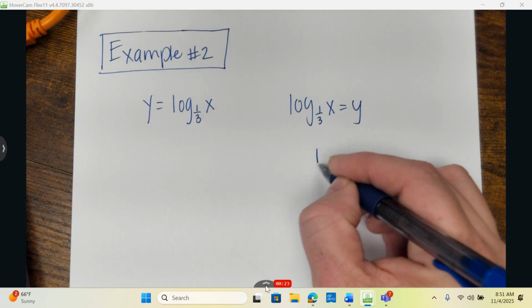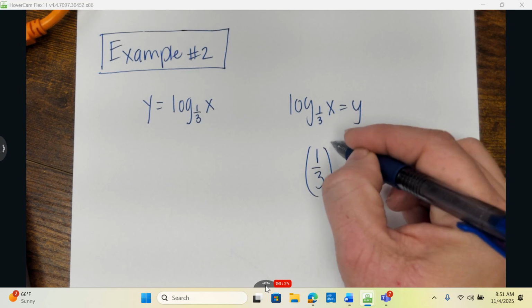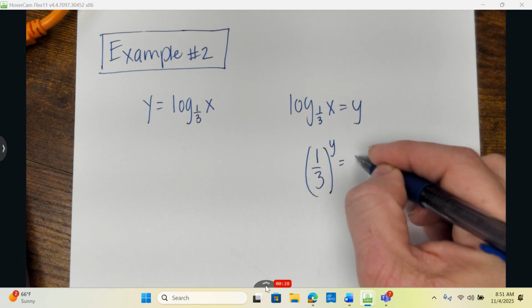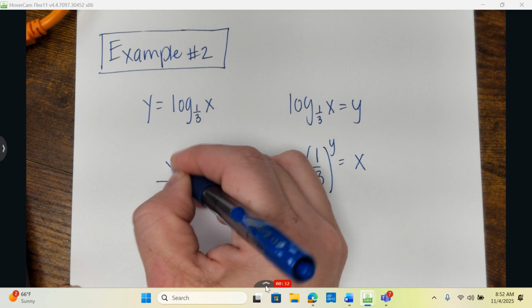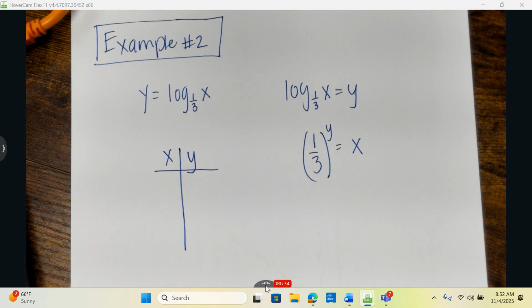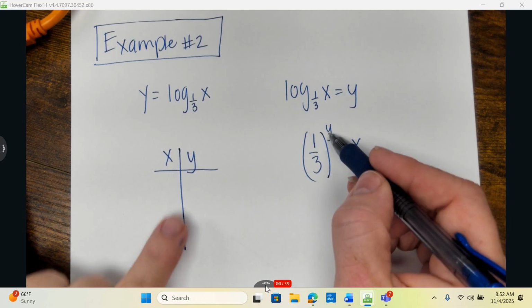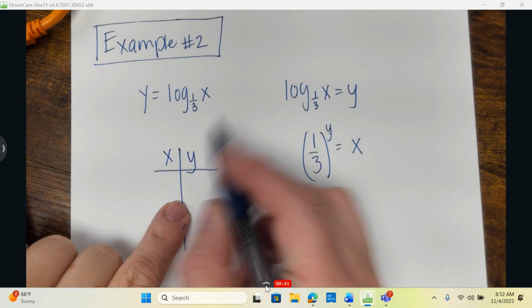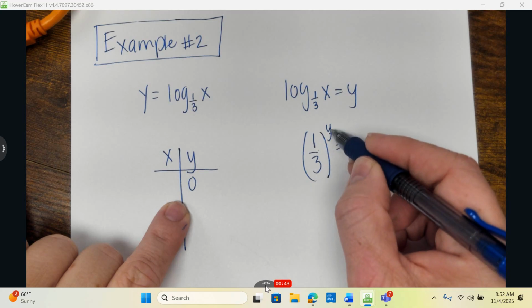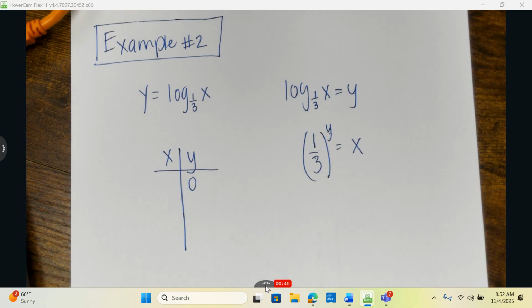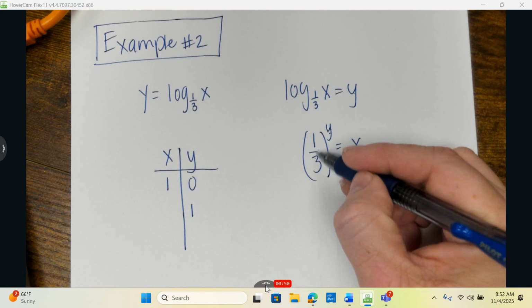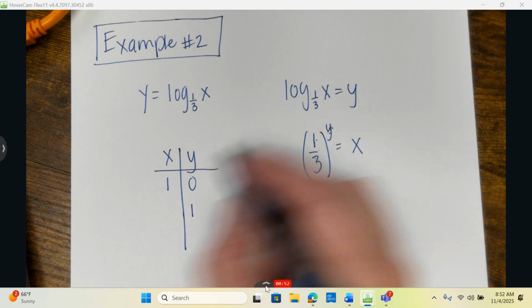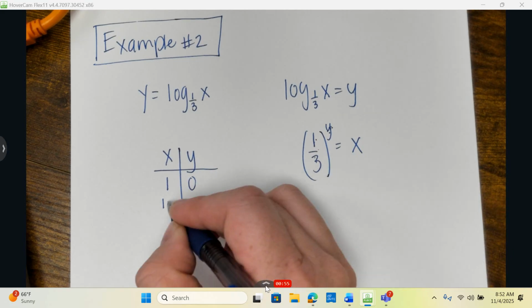So the base is 1/3. I'm going to raise it to the power of y, and I end up with an answer of x. Now I'm going to make my little t-chart here. I think personally if we have 3 ordered pairs, we're good to go. So let's start here with 0. If I put 0 in, what is 1/3 to the 0? Well, any value to the 0 is 1. Let's put in 1. 1/3 to the 1. Well, 1 to the 1 power is 1, and 3 to the 1 power is 3.